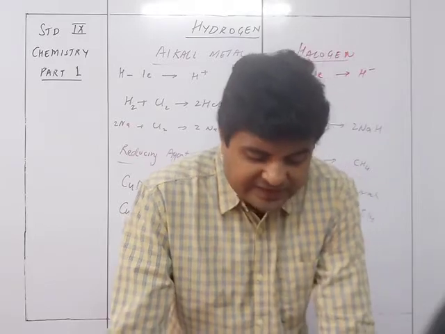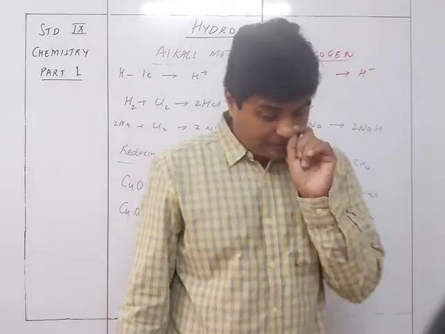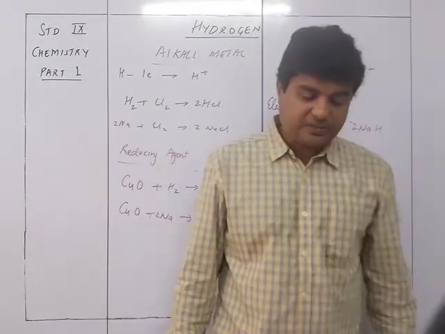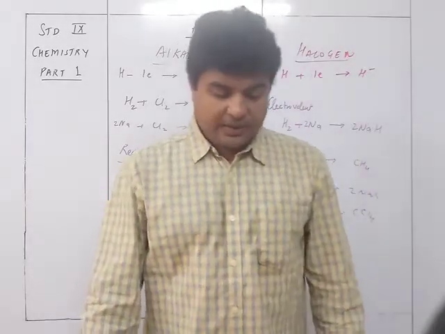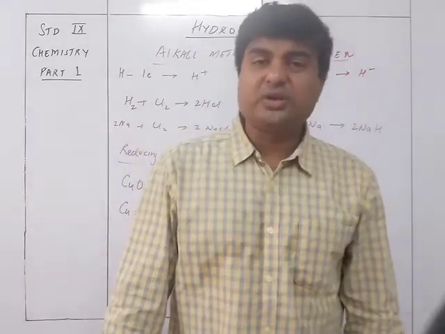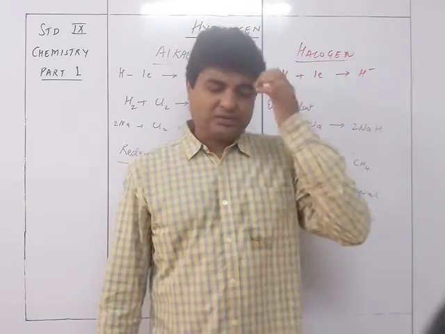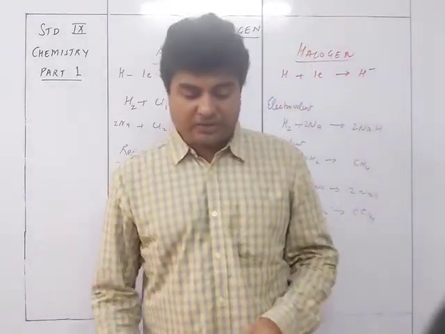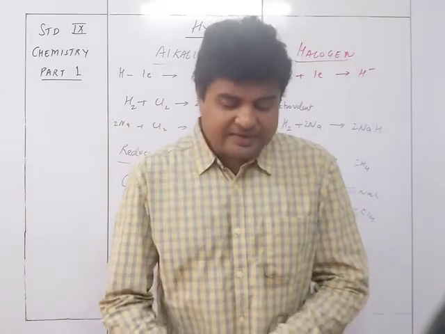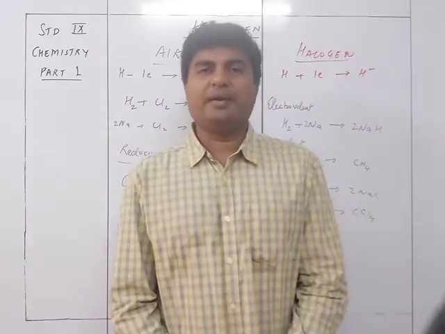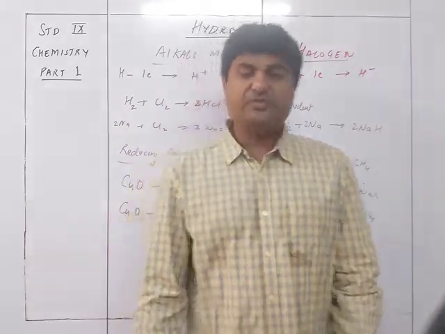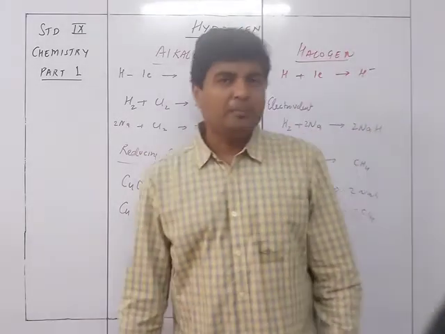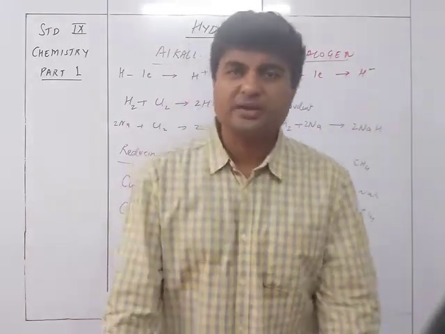Occurrence wise, in the free state, hydrogen stands 9th in abundance by mass among the elements present in the Earth's crust. It makes up approximately 1% of the Earth's crust. Hydrogen is seldom found in the free state on the planet Earth. It's only the crust part that is there.